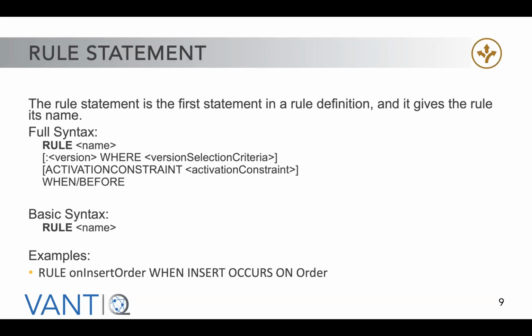Rules. So rules look like a procedure, but they have one big difference. They have a when clause. This when clause is what will make the rule be activated. And then the rules can only be run whenever that condition, that event, happens. So here is an example of a rule. A rule called on insert order when insert occurs on order. So whenever there's an insert on this table, this rule will run.